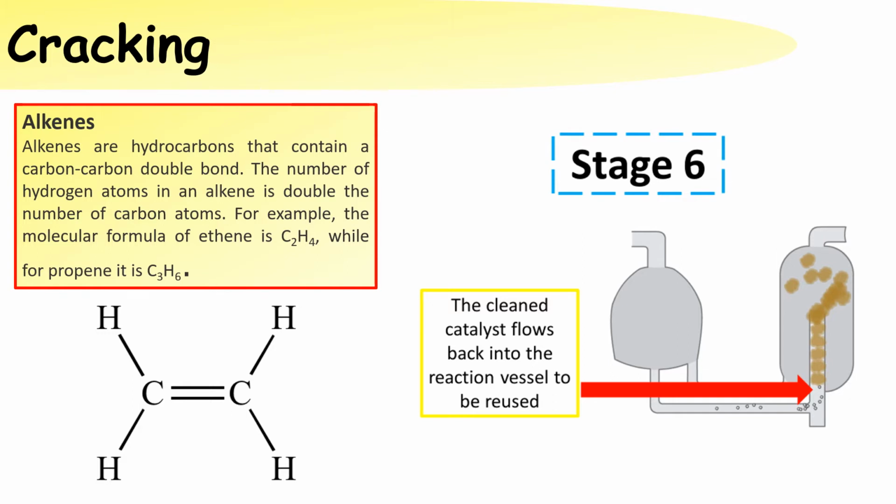Alkenes are hydrocarbons that contain a carbon-carbon double bond. The number of hydrogen atoms in an alkene is double the number of carbon atoms. The general formula for an alkene is shown below. One common alkene that you'll come across in the exam is ethene, which has 2 carbon atoms.